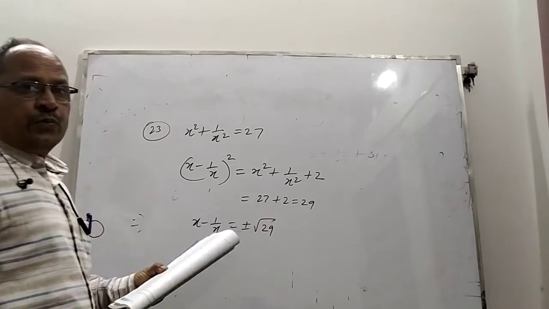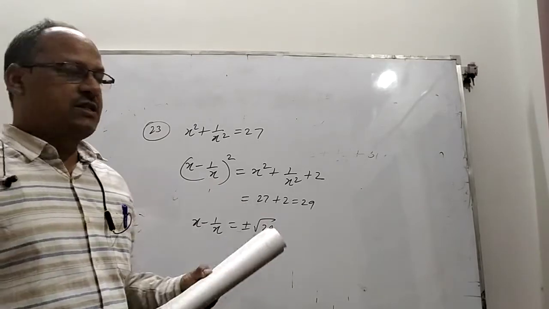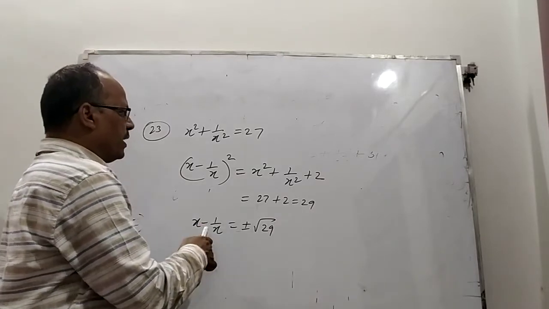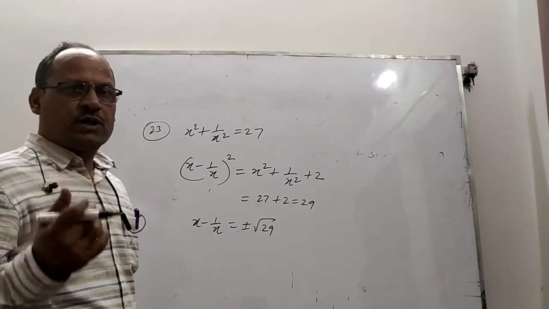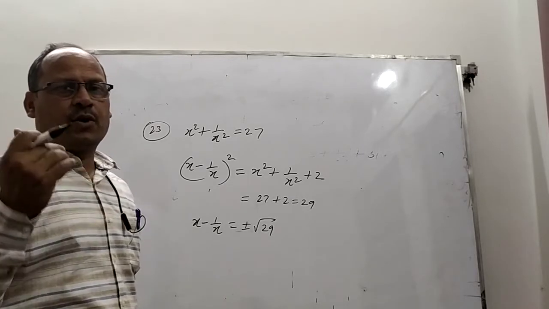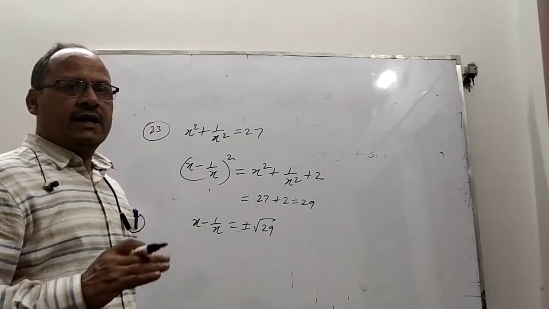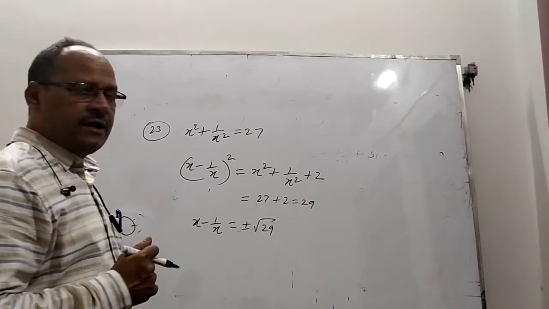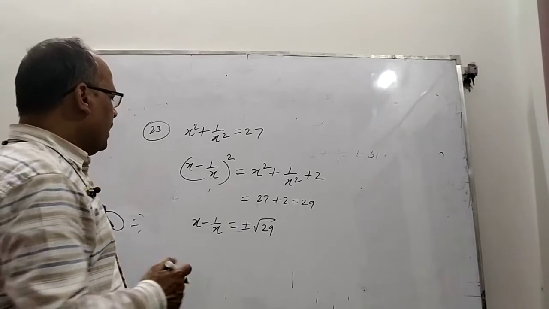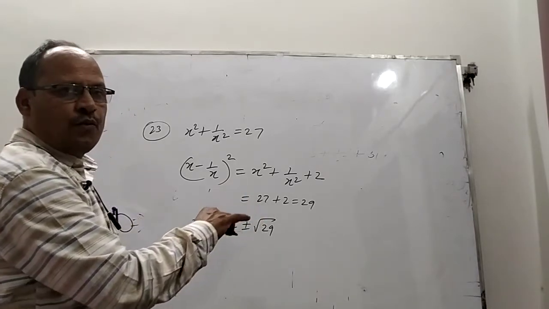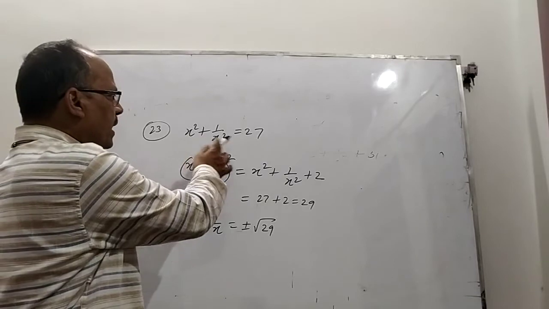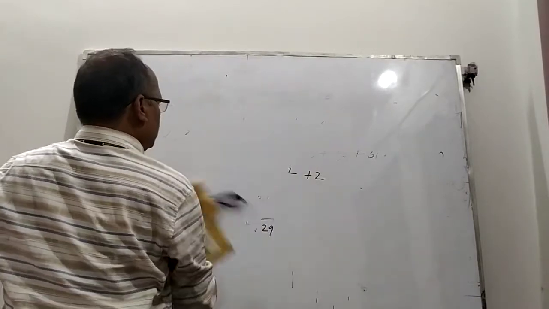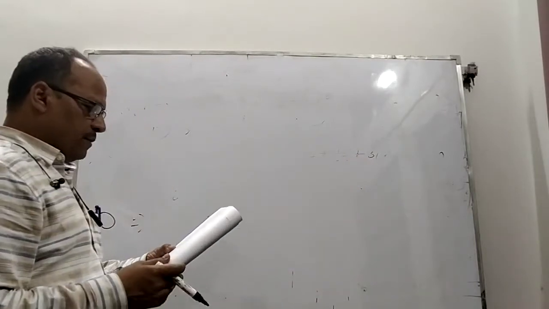Okay, now see question number 26. Here you will see one more thing. If you have got x minus 1 upon x, then you can get x cube minus 1 upon x cube also. You can get x cube plus 1 upon x cube, that also you can get. With the help of this, you can get x raised to power 4 plus 1 upon x raised to power 4. So do the practice of all types of questions.